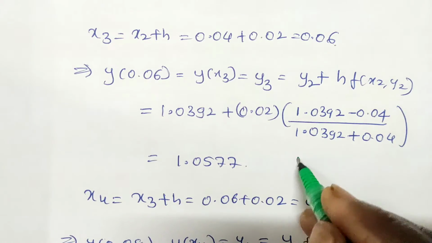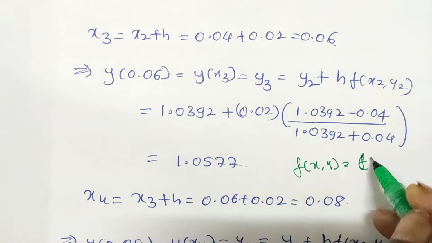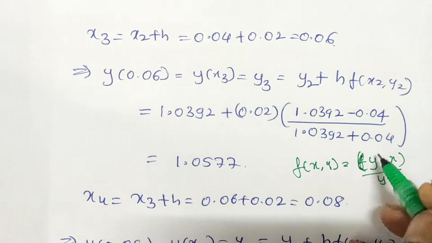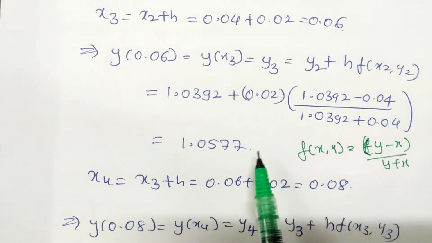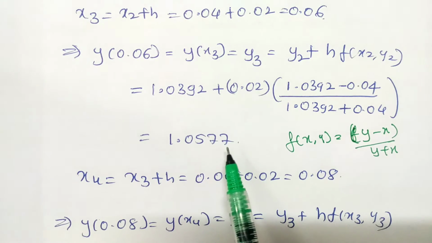This we know, because here we know f of x y is equal to y minus x divided by y plus x. Substitute the values here. So you will get this one, and after simplification you will get this value as 1.0577.